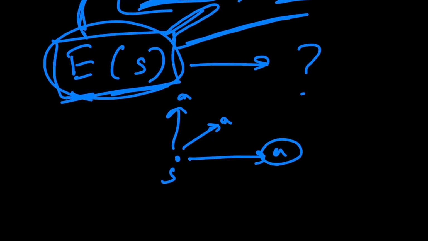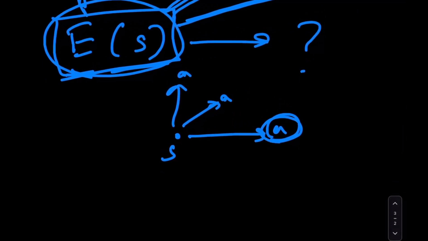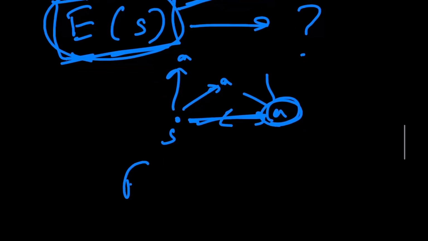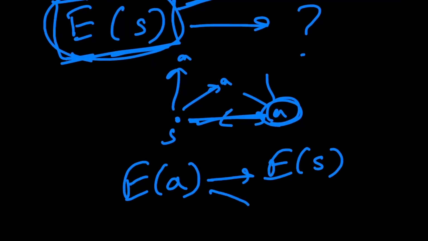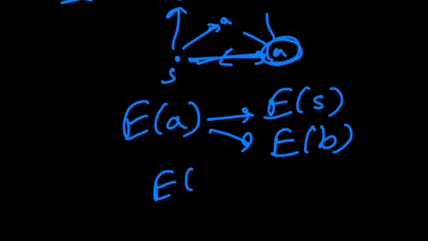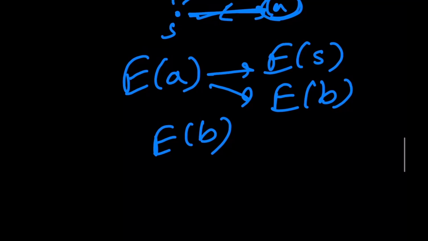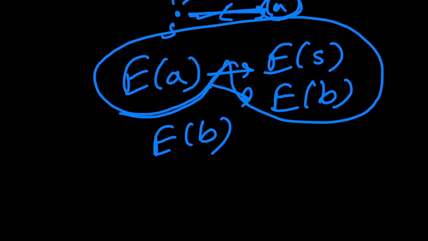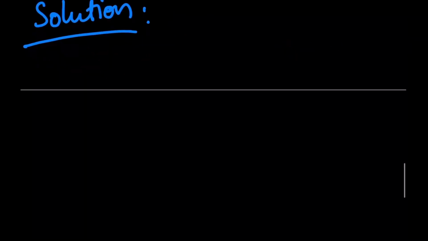And similarly, for any point A, one edge goes towards S and two edges go towards B. So that means that E of A can be related to E of S and E of B. And similarly, we can also try to create relations for E of B. So what I'm trying to say is, if we calculate all of these three values by relating them to each other, we might just come up with a very easy solution. So coming to the actual solution now.